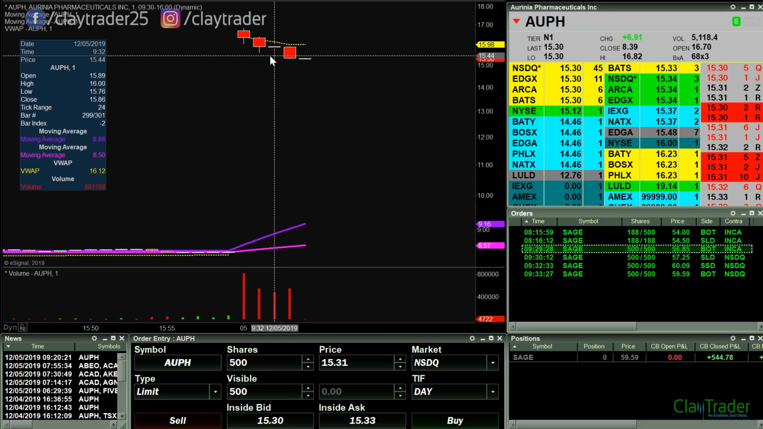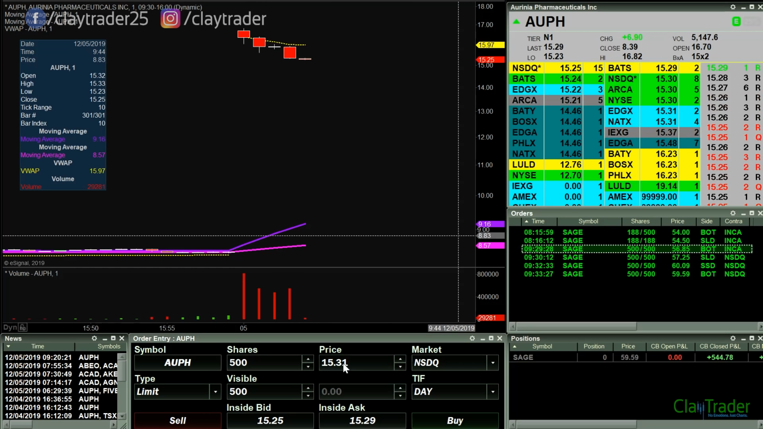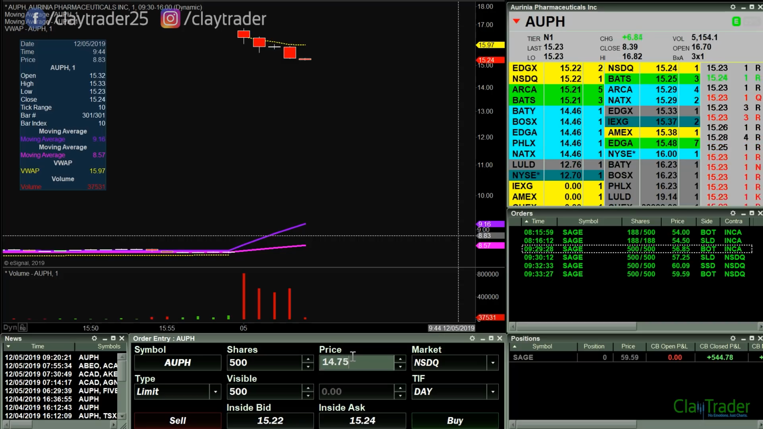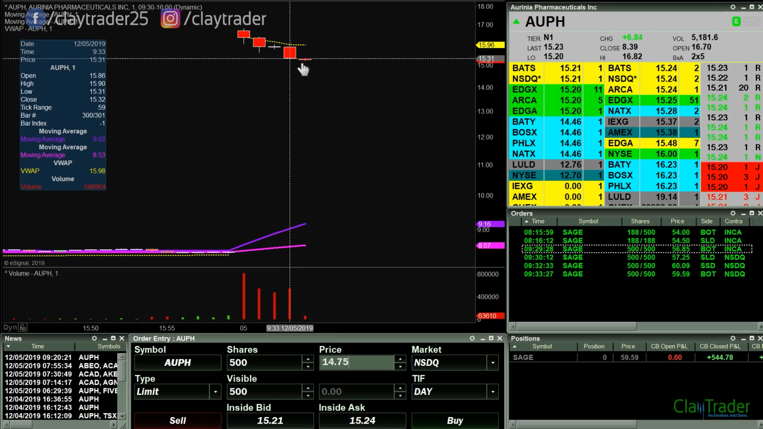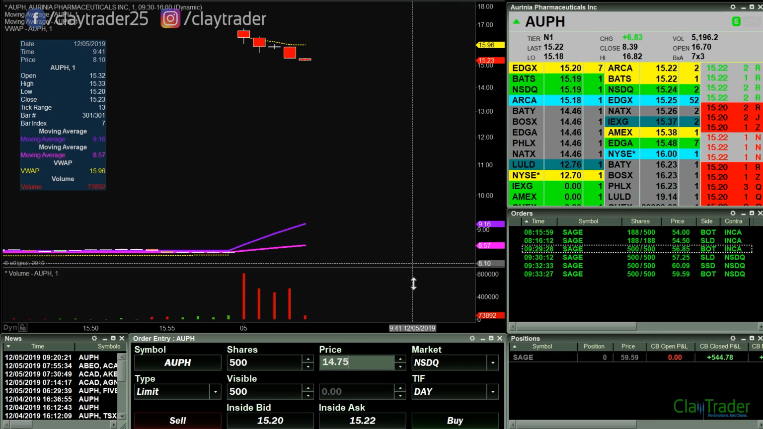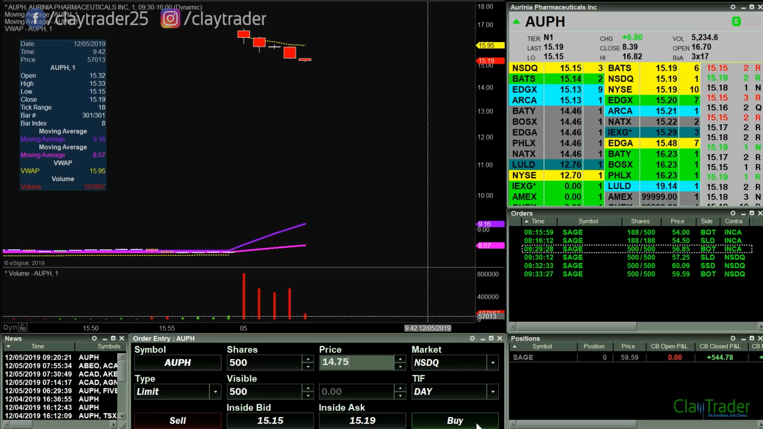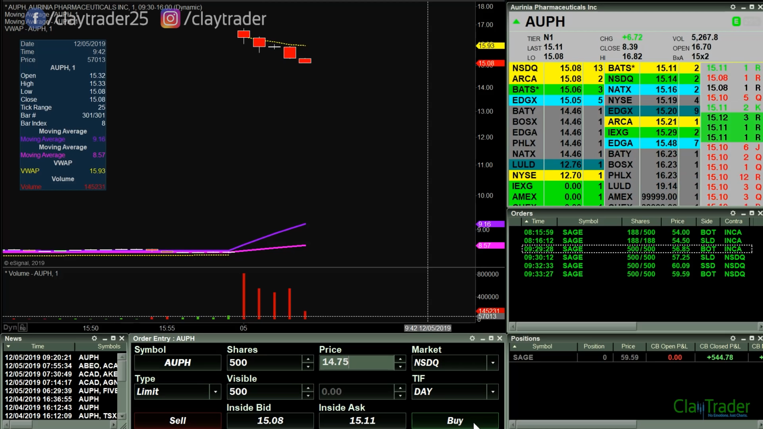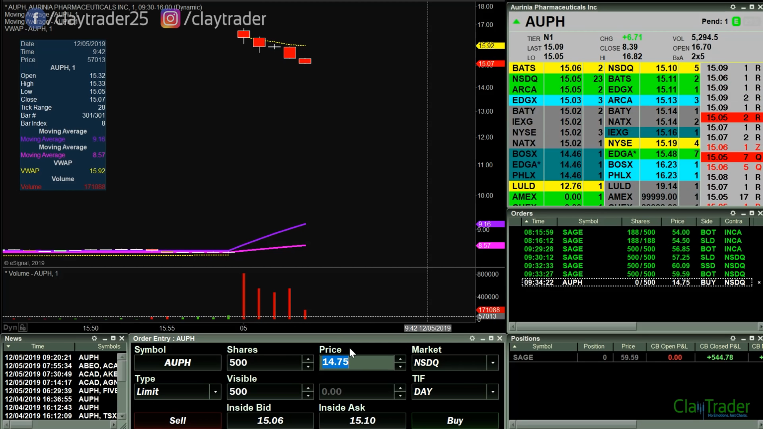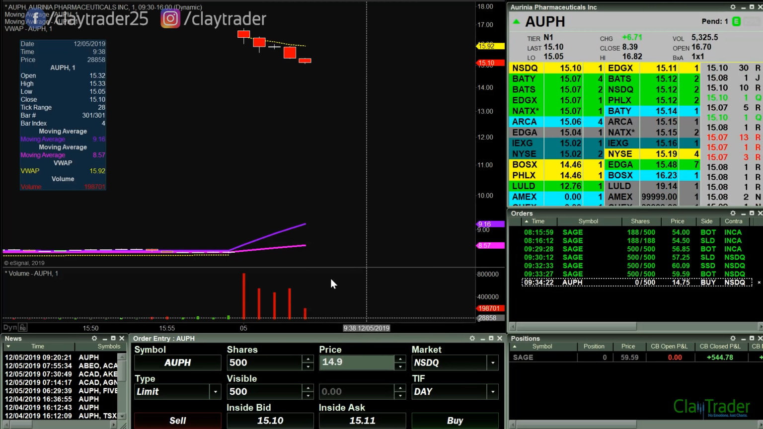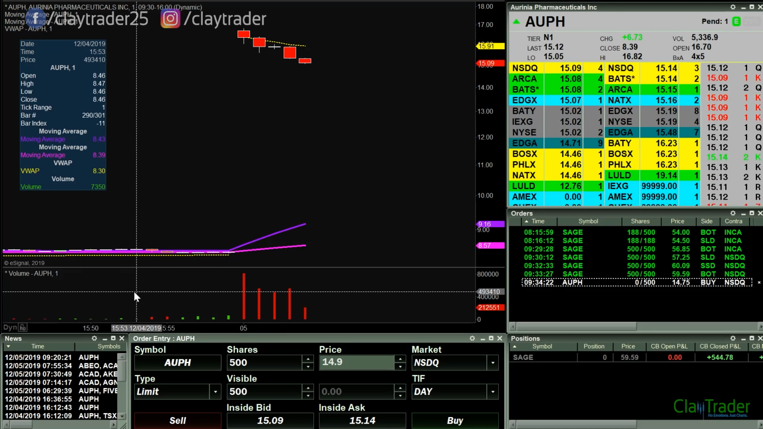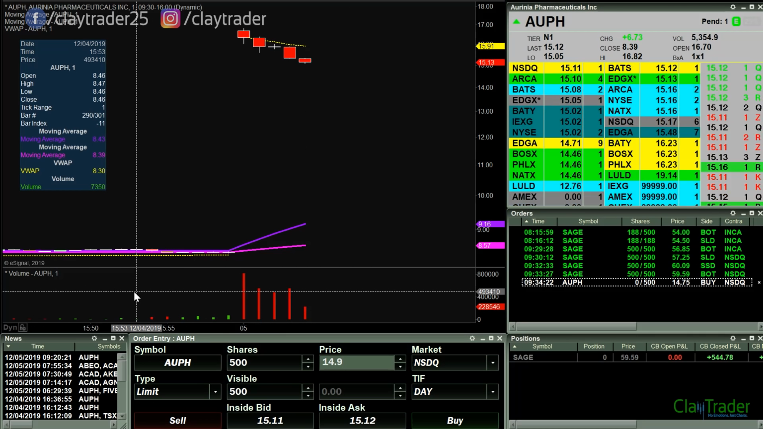But yeah, AUPH now looking interesting, especially if we can get down below 15, because this is quite the gap up. So just as of right now, in my mind at least, just a pullback. And I'd be interested in buying the pullback. Would like to see it get a little bit more overextended in my favor though. So 500 shares, $14.90 for my first entry point.